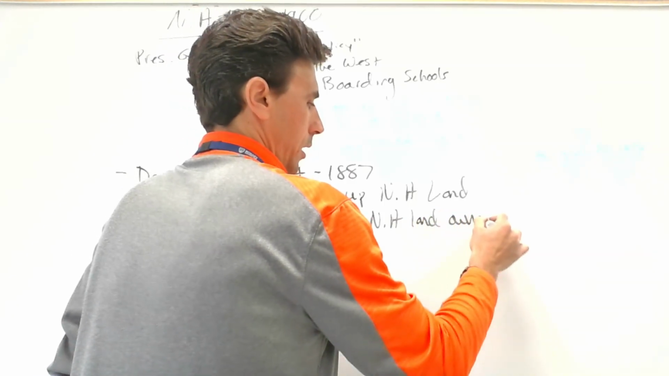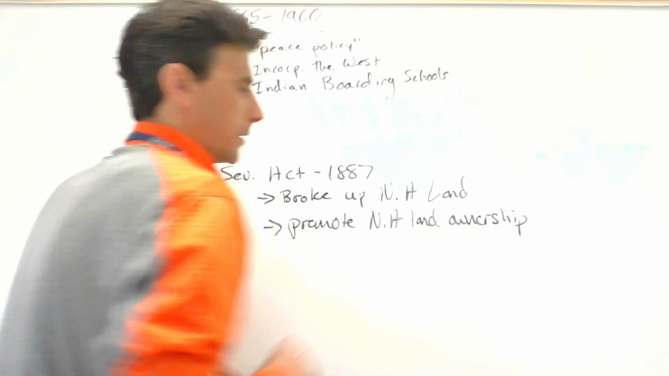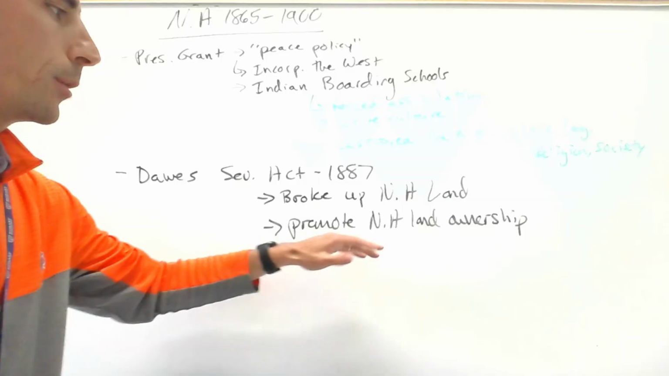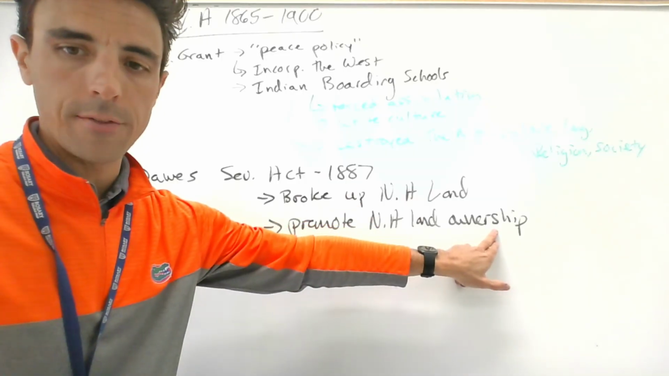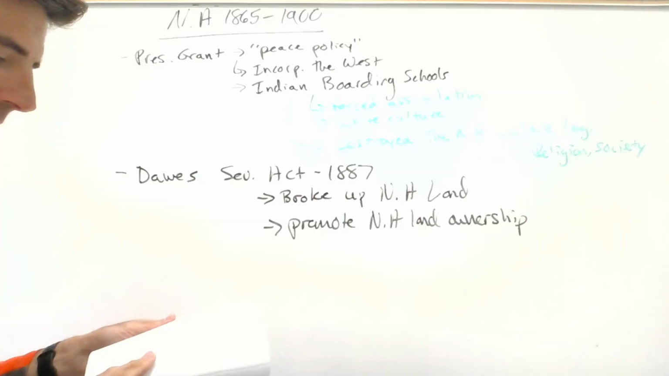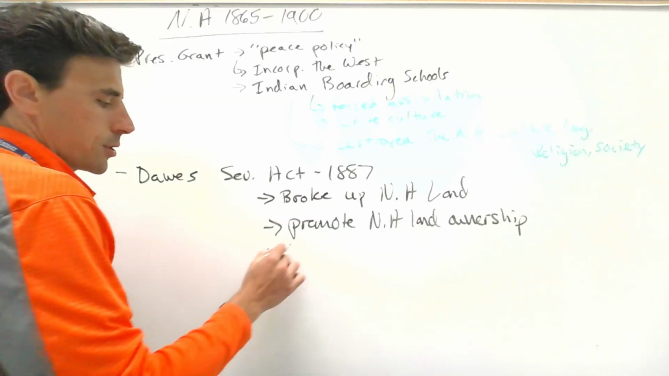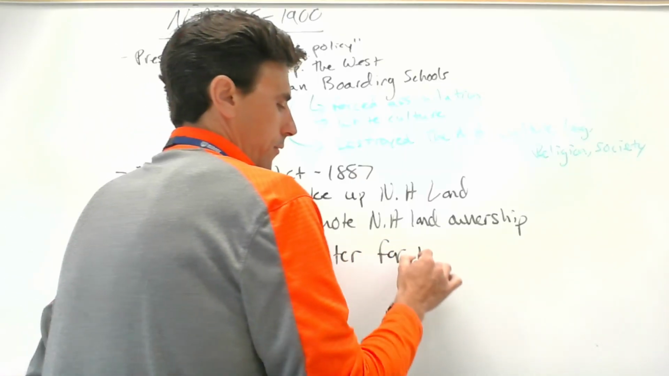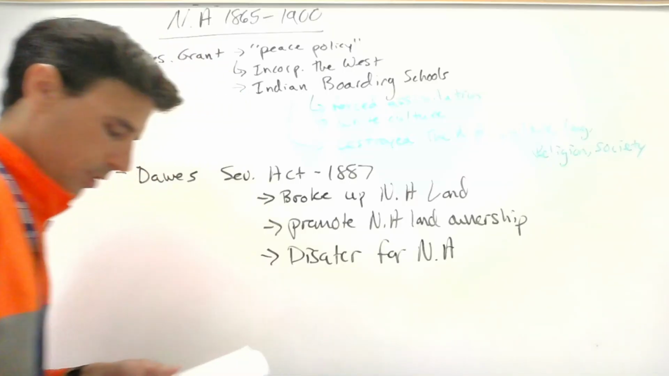So it basically was, hey, as the United States government, we'll buy it from you. We'll break it up, we'll buy it from you, and then we'll let you keep some of it as Native Americans to own it. We'll kind of like rent it from you. However, this turned out, shocker, to be a disaster for Native Americans, okay, the Dawes Act.